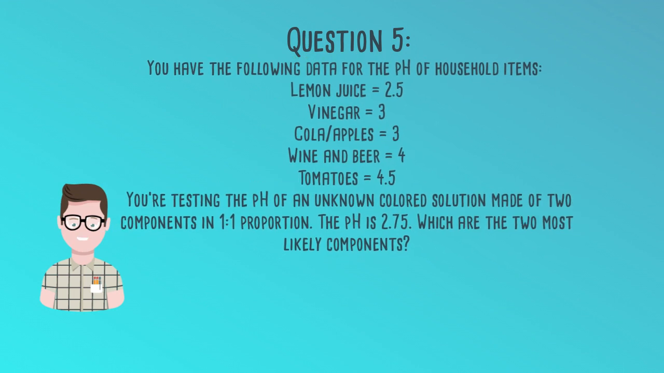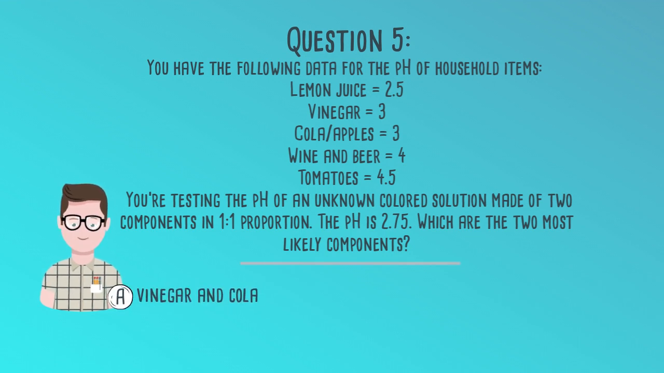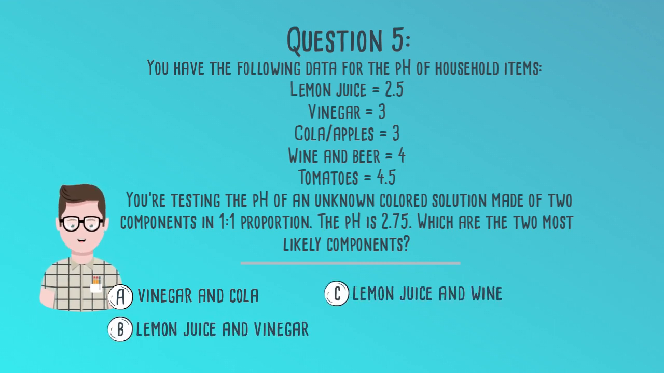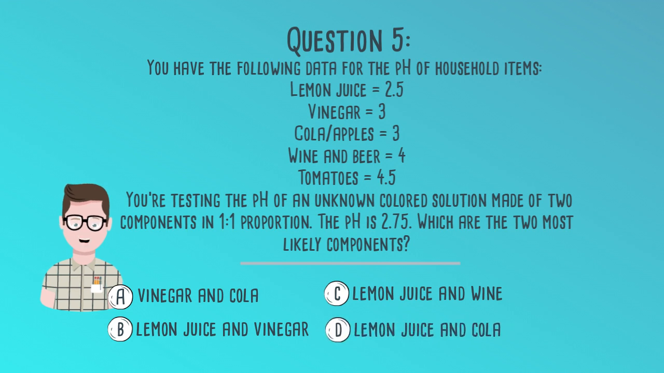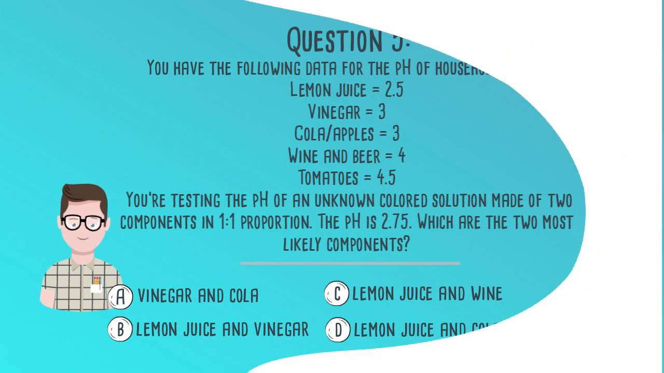Question 5. You have the following data for the pH of household items. Lemon juice is 2.5. Vinegar equals 3, cola, apples equals 3, wine and beer equals 4, tomatoes equal 4.5. You're testing the pH of an unknown colored solution made of two components in 1:1 proportion. The pH is 2.75. Which are the two most likely components? A. Vinegar and cola. B. Lemon juice and vinegar. C. Lemon juice and wine. Or D. Lemon juice and cola. The correct answer is D.